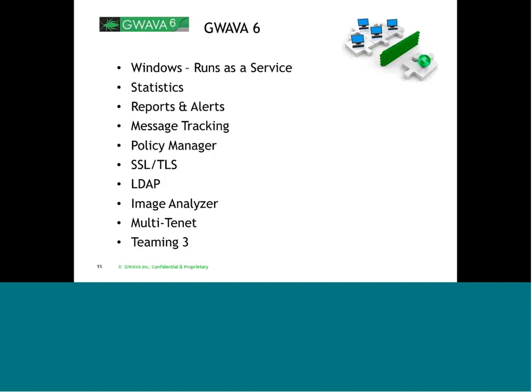As I said before, we now have the policy manager, which provides the ability to have multi-tenancy, multi-domain support. We support SSL and TLS, LDAP authentication as well. Our image analyzer, which is new to GWAVA 6, scans images as attachments on emails. And of course, our teaming integration as well. Teaming would include Vibe, because Vibe is now built-in teaming to the Vibe product.